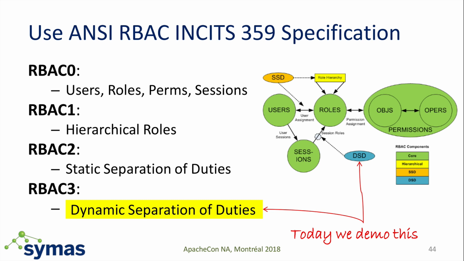So how's that different than 2? Well, 2 is assigned. So maybe I can be assigned check writer and check approver at the same time. That's fine. We don't have a constraint there. But we have a dynamic constraint that says I can never activate both of those in my session at the same time. Okay? So we're going to look at that concept here in a bit.